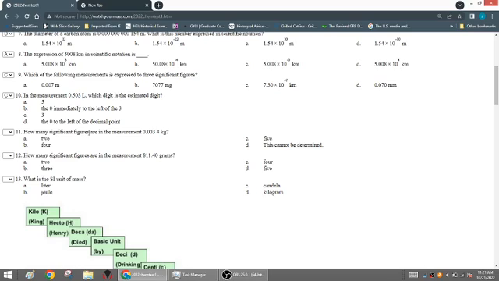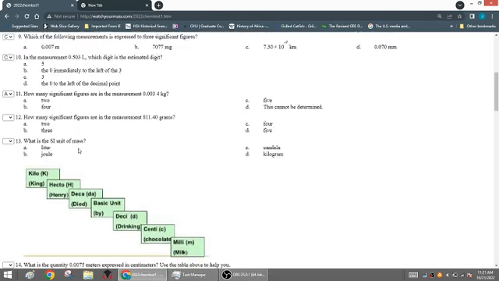How many significant figures are in the measurement 0.0034 kilograms? Remember, leading zeros are not significant, which means only these non-zero numbers are significant here. So A is the answer there.